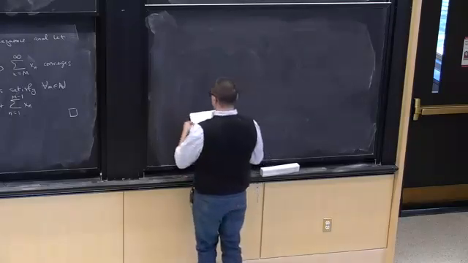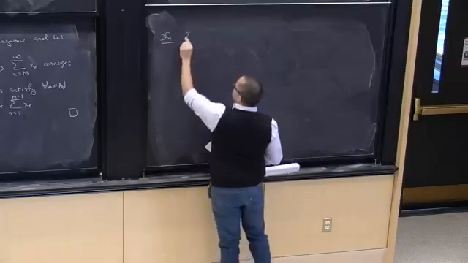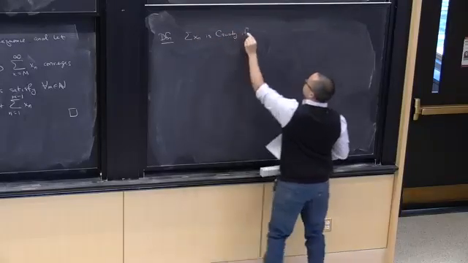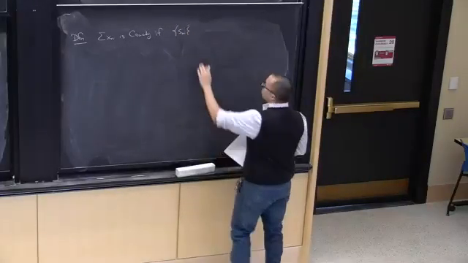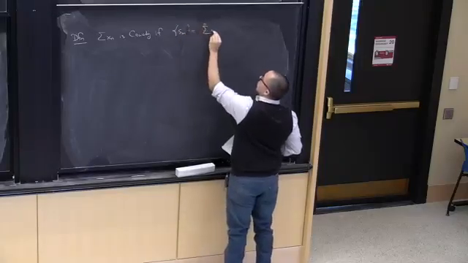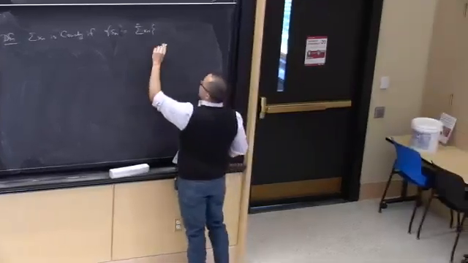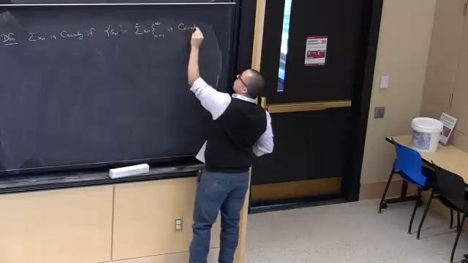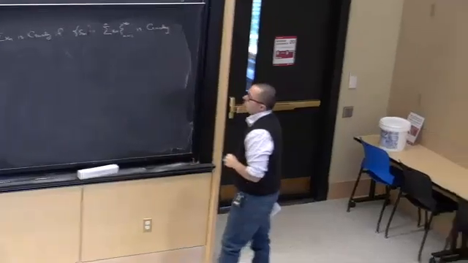So let me make this definition. We say that a series sum x of n is Cauchy if the sequence of partial sums, again, I'm just going to put an m up top because this may start at 0 or n equals 1 or something. So the sequence of partial sums is Cauchy. Okay?